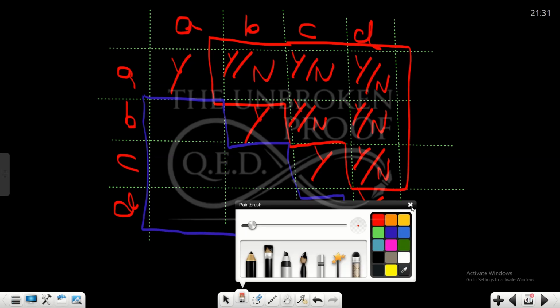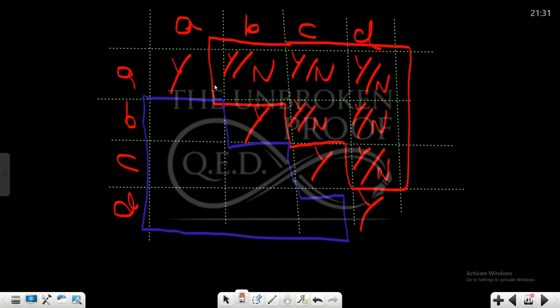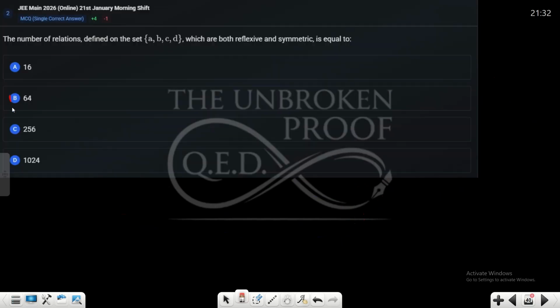So finally we come to know that there are 6 such cases, right? 3, 2, 1, and each of them has two choices, and if you use the principle of counting, then you'll come to know that it is 2 power 6, which is nothing but 64. The final answer for this question is 64.